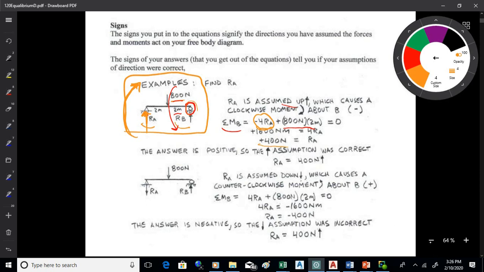I run the numbers and my answer is positive. That positive answer means I assumed correctly. It does act up. That's what that positive means.